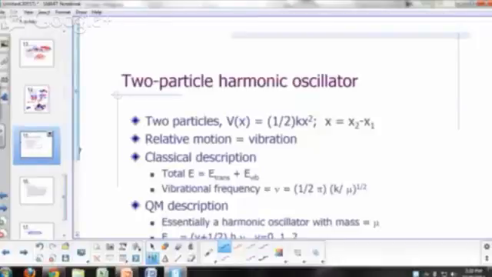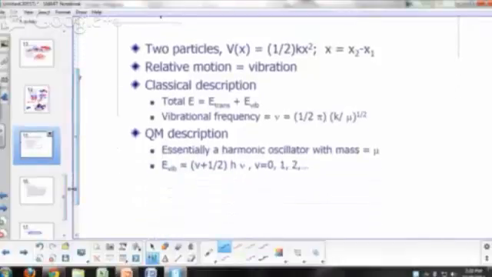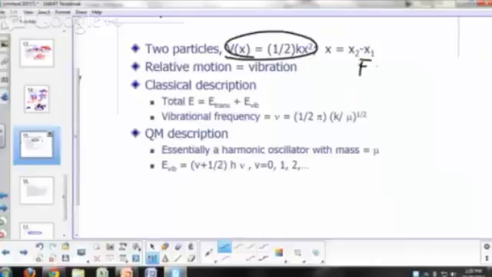Two-particle harmonic oscillator, pretty much the same idea. If the potential energy of interaction between the two particles is 1/2 kx squared, that means the force between them is minus kx, where x is equal to x2 minus x1, the relative coordinate. Hooke's law. So it's like you have two particles that are connected by a spring.